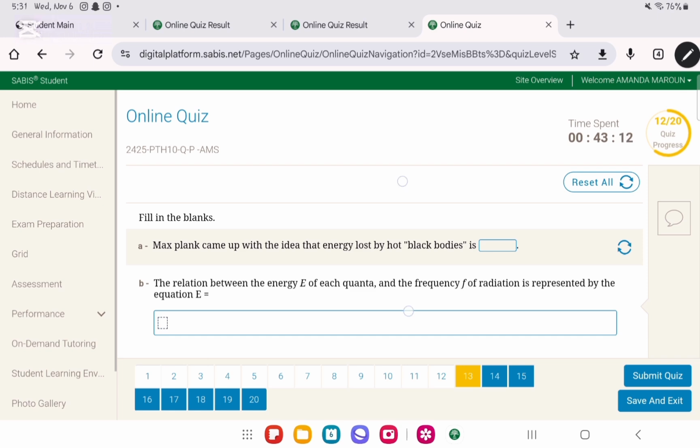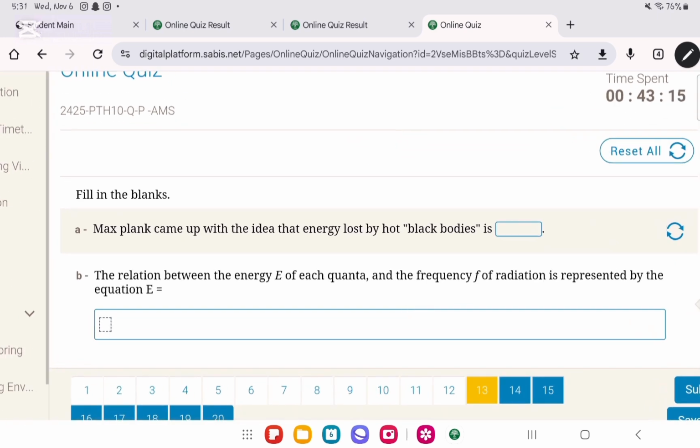Now, we go on to Mr. Planck. Max Planck is a physicist. He came up with the idea that energy lost by black bodies is what? Is quantized. Remember, we said it before. Quantized. Now, why did they say black bodies over here? You should know that black is what?